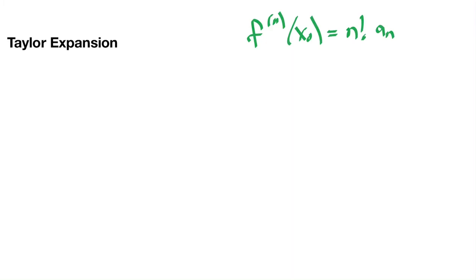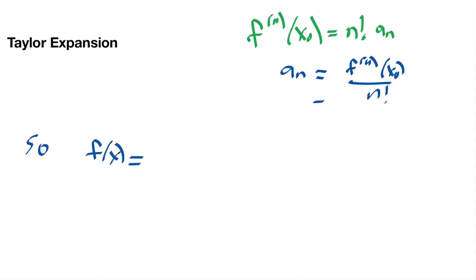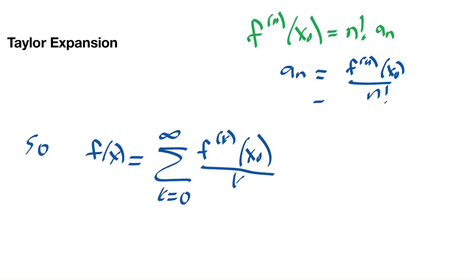Importantly, we tend to write this, and this is our Taylor expansion, because we know that if the function is analytic, then these have to be the coefficients. These are the only coefficients that are possible. So if it's analytic, then we know that each a_n is equal to f^(n)(x_0) divided by n factorial. So our function f(x) has to be represented by the series, k goes from 0 to infinity, of f^(k)(x_0) over k factorial times (x minus x_0)^k. So this has to be the power series.